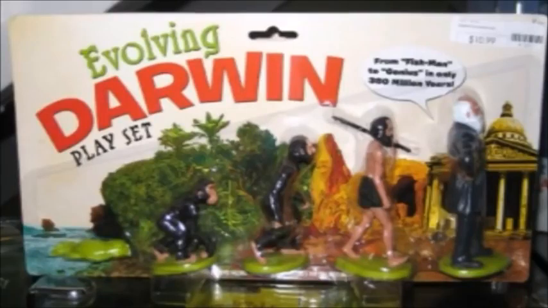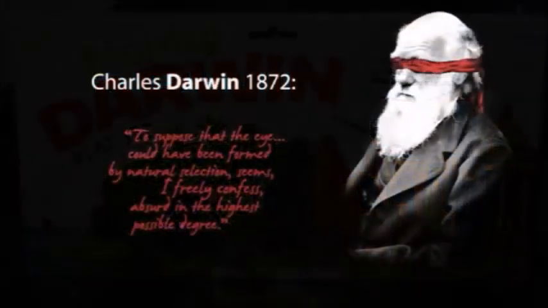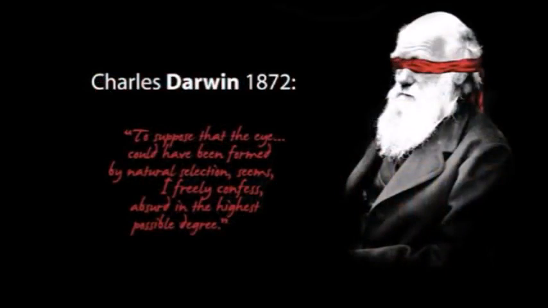In my first book, 7-8 years ago, that's free to download, I did a big section on Darwin the man, and exposed things like this, where he said, "To suppose that the eye could have been formed by natural selection seems, I freely confess, absurd in the highest possible degree."